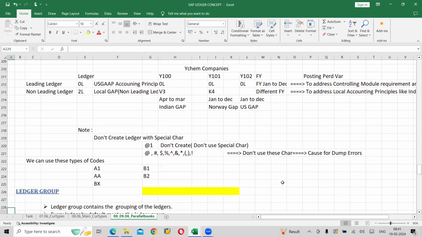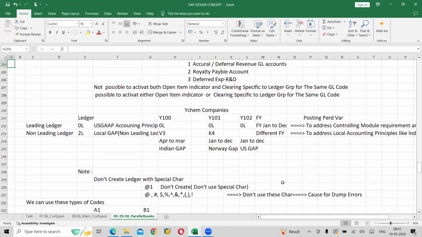No, Navin, the 0L ledger data will move not only to the CO module but to others. Not only FI to CO; logistics modules also. Whatever dependent integrated logistics, whatever FI data we are going to integrate, for all those modules the data will move after integration. Okay, any other questions?